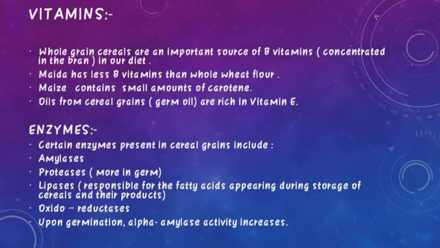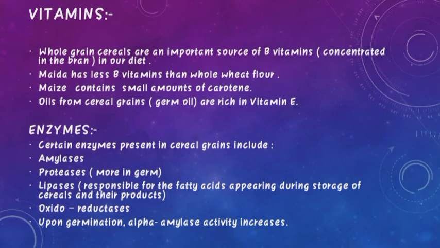Next is vitamins. Whole grain cereals are an important source of B vitamins, which are concentrated mainly in the bran layer. Maida has less vitamin B than whole wheat flour because maida is totally refined and polished, and therefore the bran is totally or maximally removed. That is why there are fewer B vitamins. Maize contains a small amount of carotene. Oils from cereal grains, especially the germ part, are rich in vitamin E. Wheat germ oil is a rich source of vitamin E, which is an antioxidant.